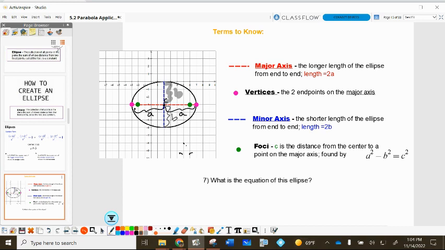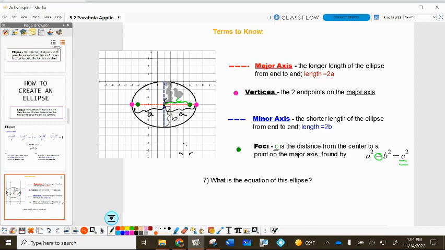Now the foci, we'll look for those in just a minute. The foci are always c units from the center. It always goes in the same direction for the foci as the major axis. It's always c units. But to find c, it's going to look like the Pythagorean theorem, only we have a minus sign in between. It's a squared minus b squared equals c squared to calculate our c.